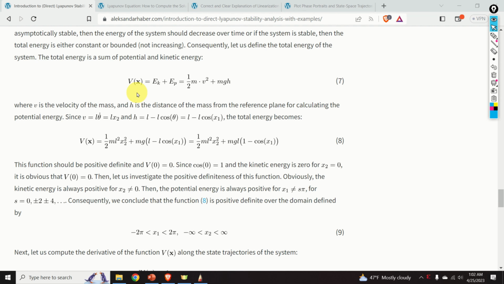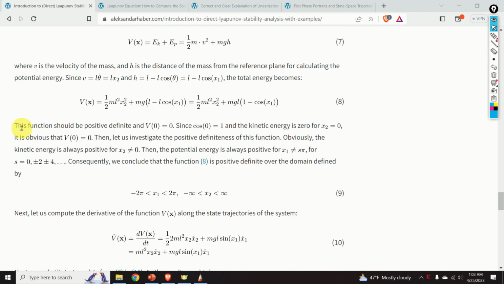By substituting this expression in our Lyapunov function candidate, we obtain the expression given by equation 8. Now, in order for this function to be the Lyapunov function, two conditions should be met. First of all, this function should be positive definite and V of 0 should be 0. Then, we need an additional condition, and this additional condition is that V dot of x is smaller or equal to 0 for the state trajectories.